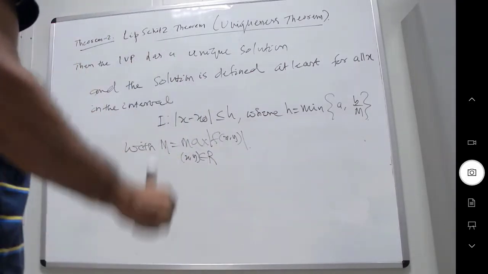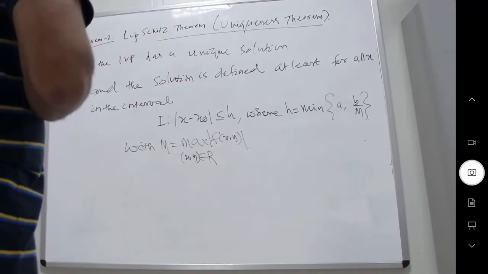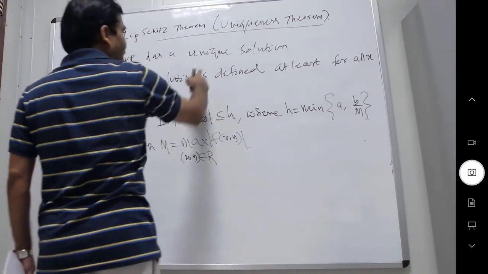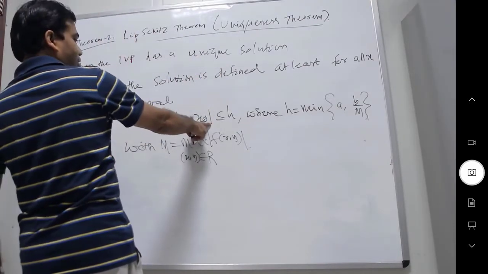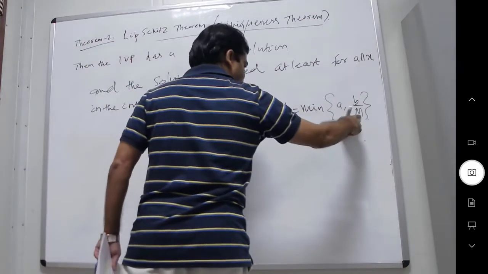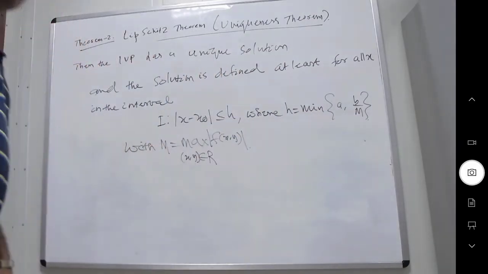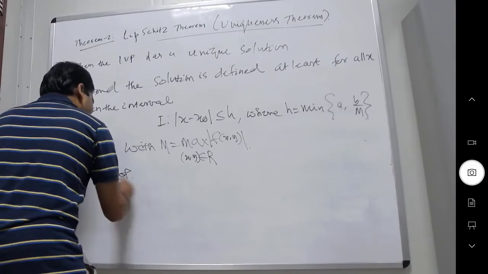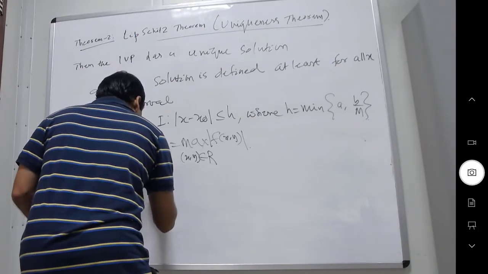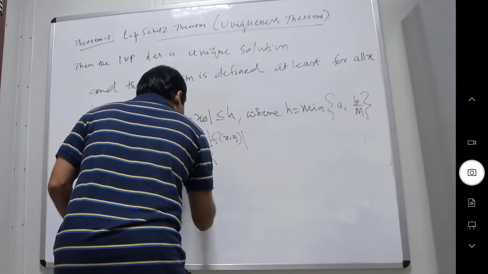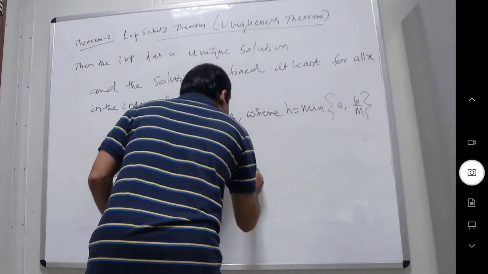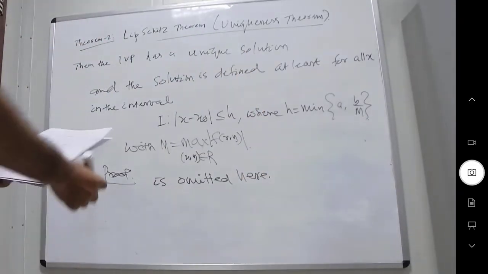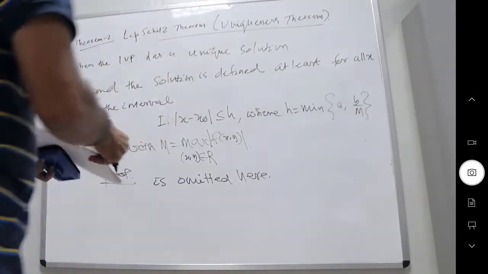So what it says is that if f is continuous in R and satisfies the Lipschitz condition, then the IVP has a unique solution in this interval, where h is the minimum of a and b by M, and M is the maximum of |f(x, y)|. The proof I think you have done. If we prove it, it will take at least 3 classes, the proof of uniqueness. You can go to the book which you have done.